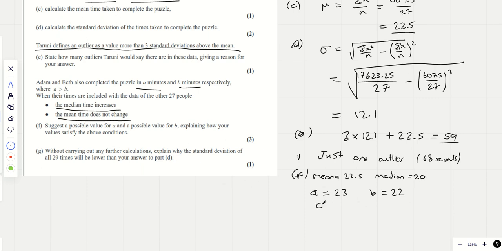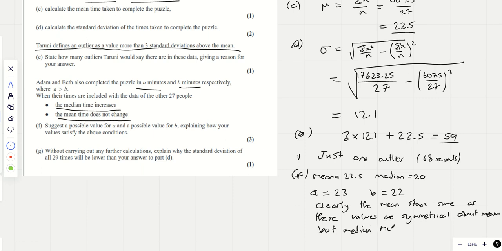Okay, right. Clearly you can say here, clearly the mean stays the same, as these values are symmetrical. I'm always careful with my explanations here about mean, but the median increases as both A and B are greater than 20. There we go. Cool. Okay, G.